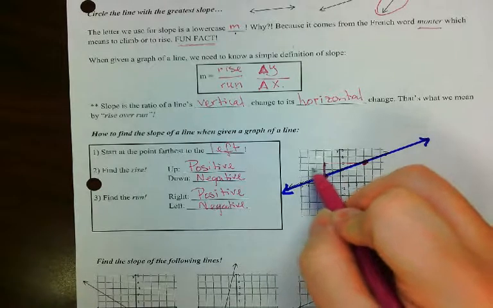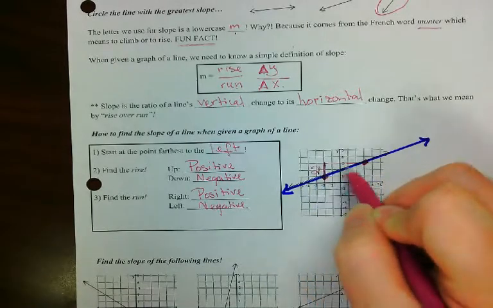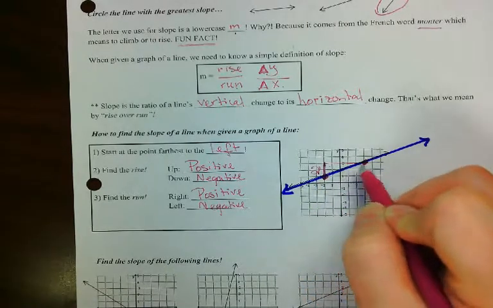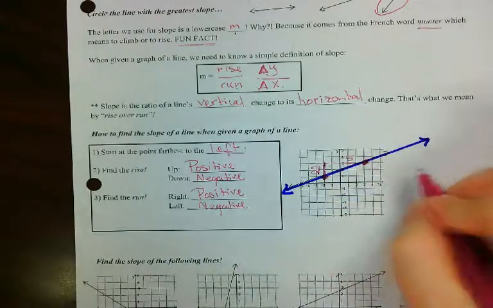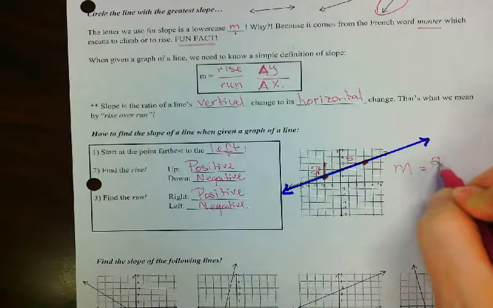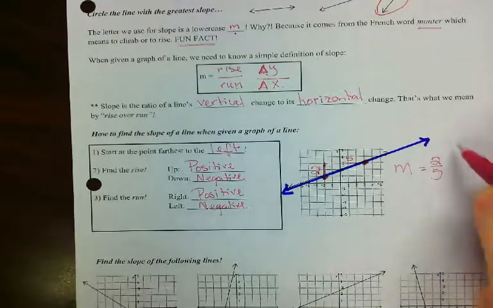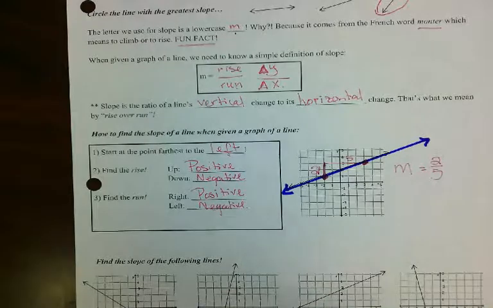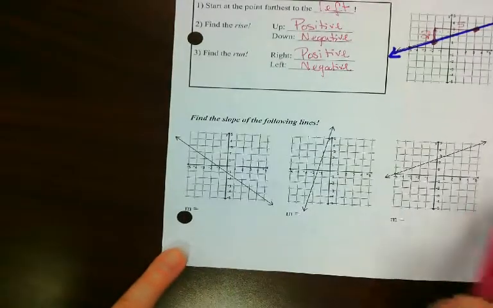Now, in this line, my rise is 2, and my run is 1, 2, 3, 4, 5, we said, okay? So my slope in this case, remember we said it's rise over run, so it's going to be 2 over 5. So that's my slope for this line right here. What you guys have is we're going to look at the graphs down here at the bottom, and you guys are going to practice this for me.